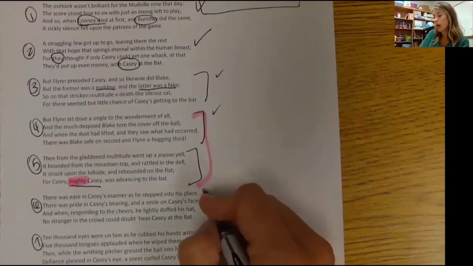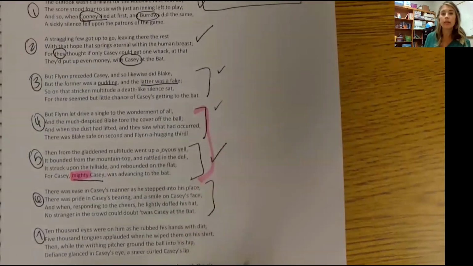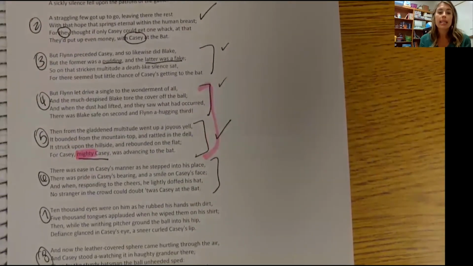I'm going to keep going. I'm on stanza 6. There was an ease in Casey's manner as he stepped into his place. There was a pride in Casey's bearing and a smile on Casey's face. And when, responding to the cheers, he lightly doffed his hat, no stranger in the crowd could doubt 'twas Casey at the bat.